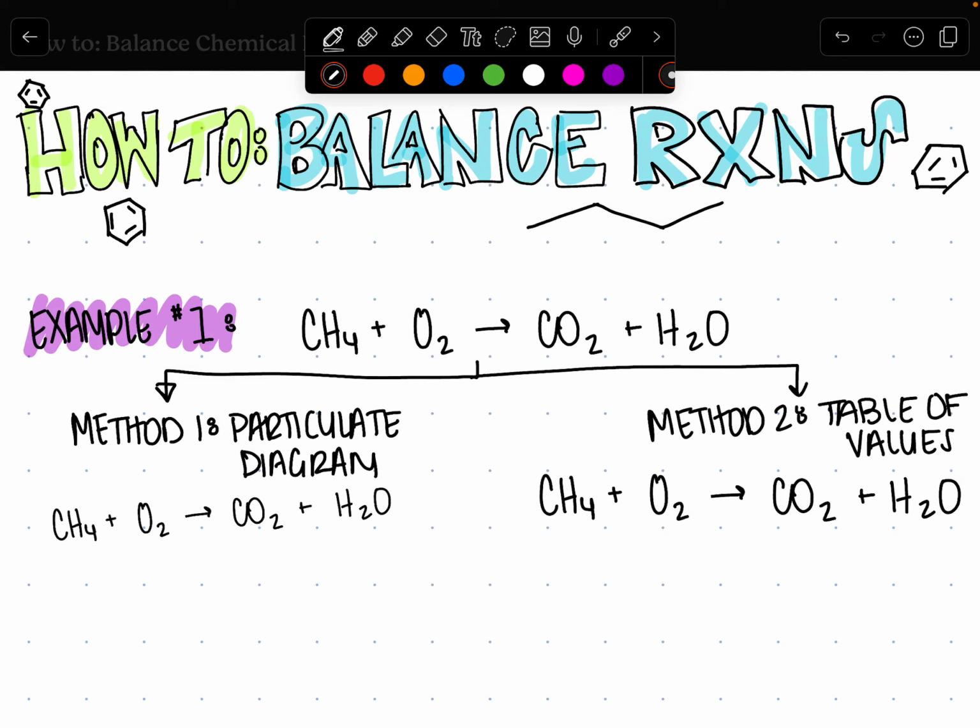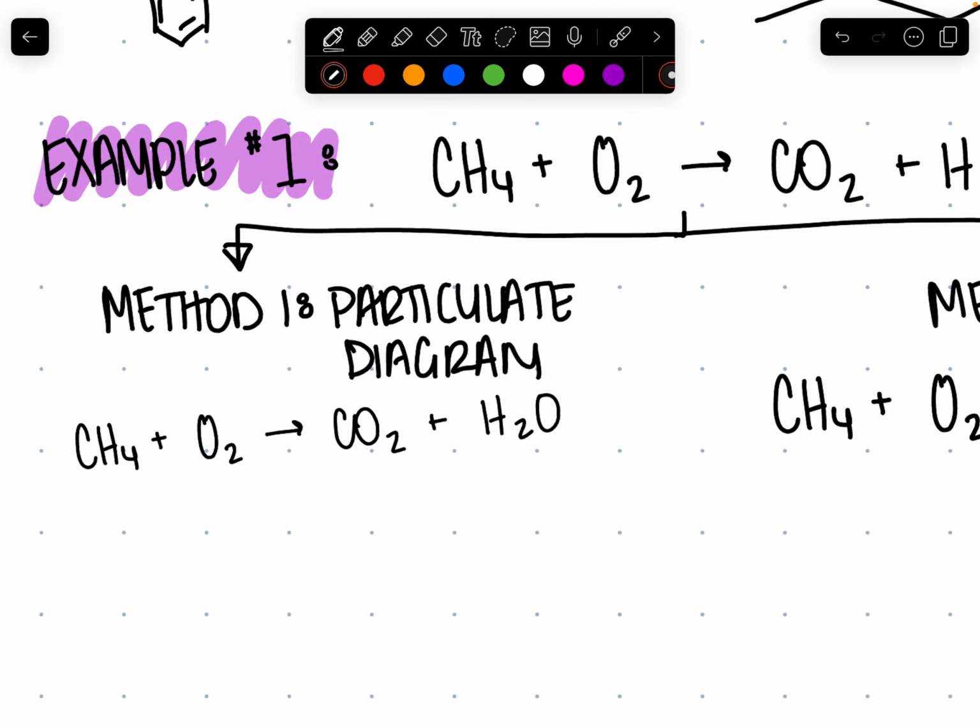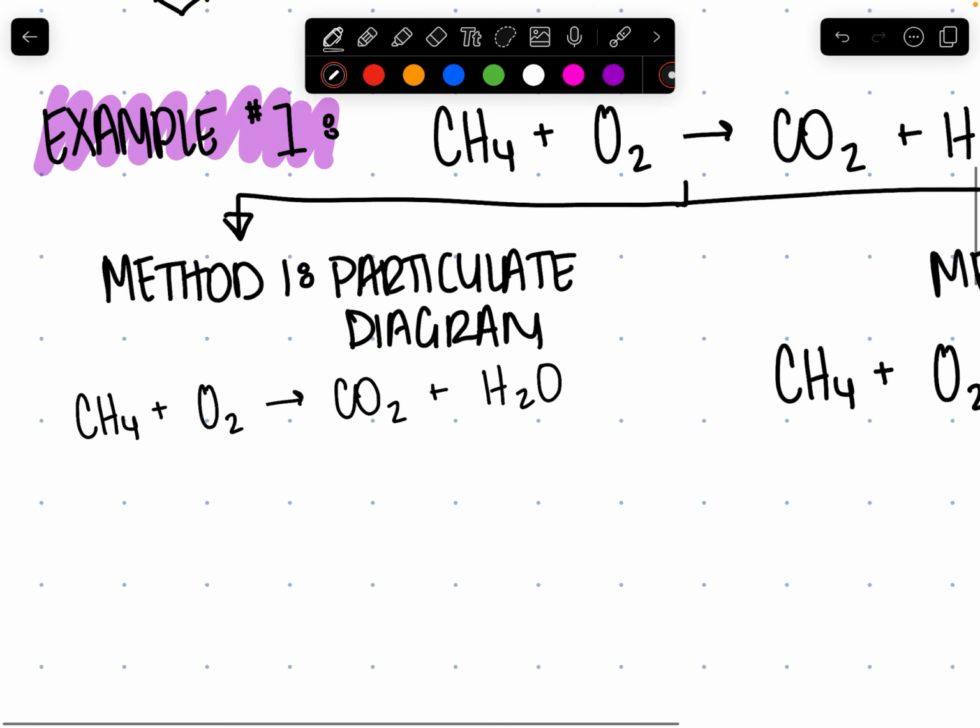In this first example, you can see you have methane, that's CH4, reacting with elemental oxygen to produce carbon dioxide and water. So this is an example of a combustion reaction. The first method we're going to use is the particulate diagram method. Step one to drawing a particulate diagram is you have to draw one of each reacting species and one of each product species that you have present to get a feel for how many atoms you have present.